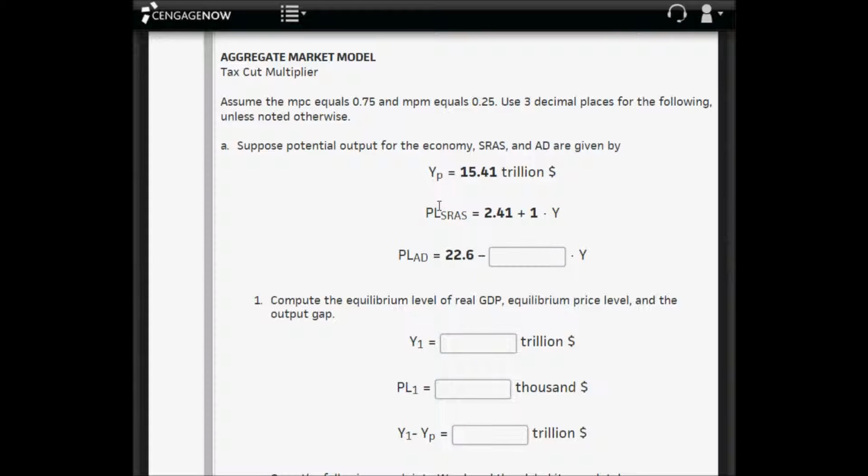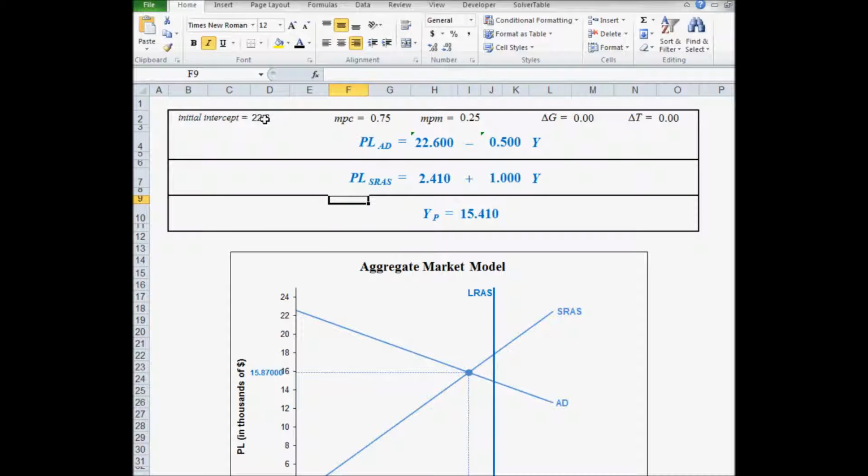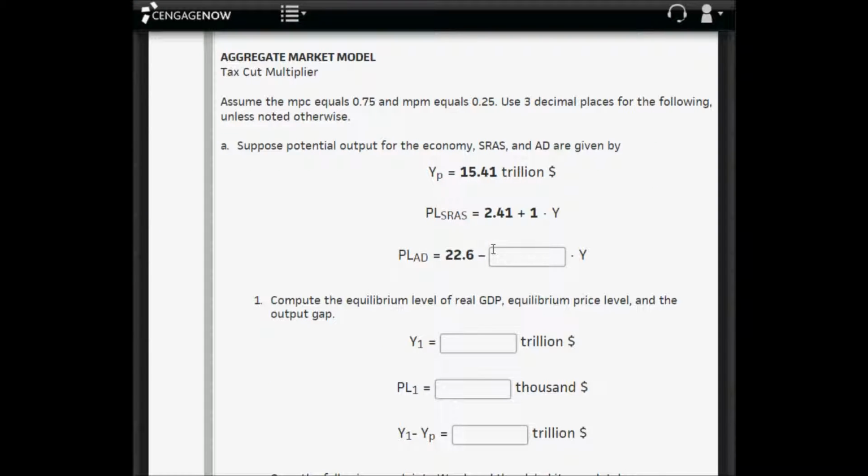The values in Part A, potential output of $15.41 trillion, the intercept of aggregate demand, the intercept of short-run aggregate supply, and the slope of short-run aggregate supply have all been entered into the spreadsheet we used in problem 4. So the initial intercept is 22.6, the MPC is 0.75, the MPM is 0.25. Because 1 minus the MPC equals the MPS, and the MPS plus the MPM is the slope of aggregate demand, the slope of aggregate demand is 0.5, so we're going to copy that into Cengage now.